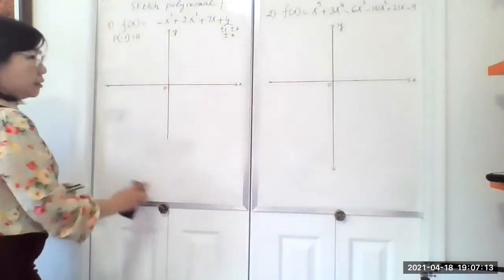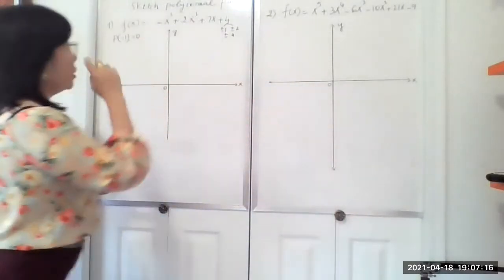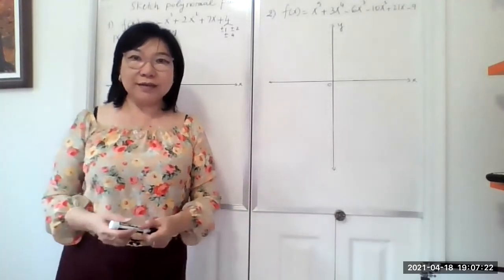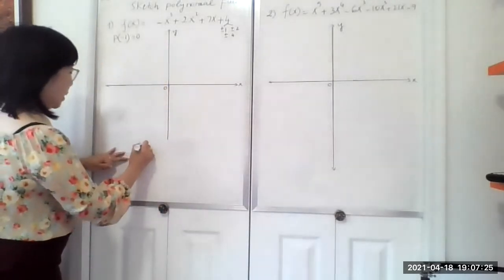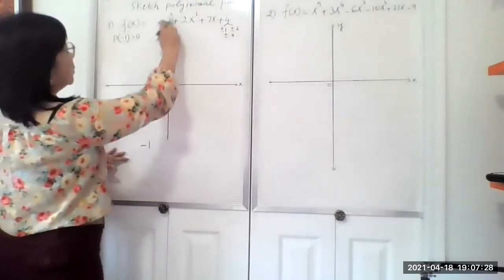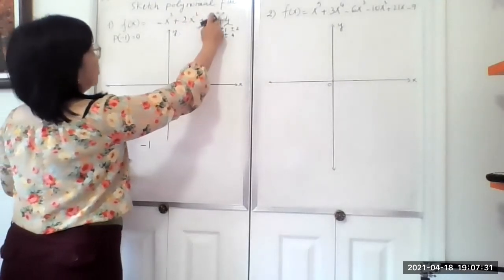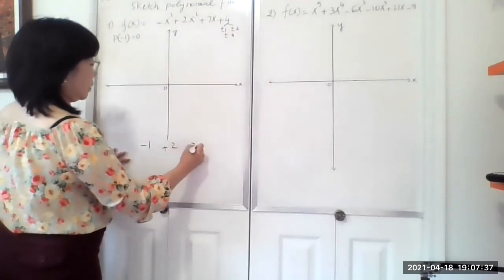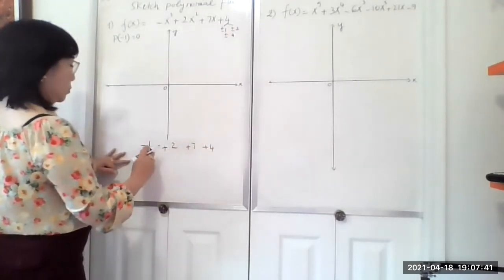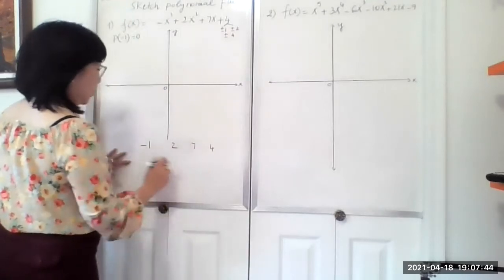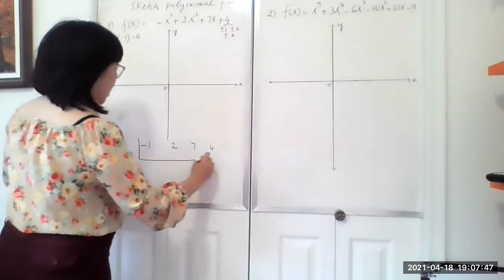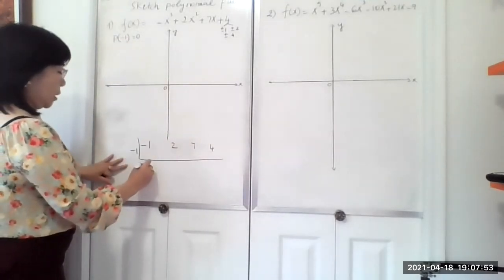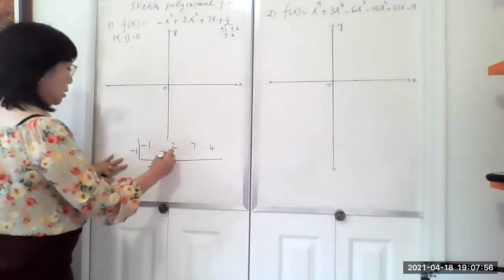I'm going to use synthetic division. We can use long division as well, but why bother? Why don't we try the shorter, easier one, right? So I'm going to put here minus 1, plus 2. Let's check the descending order first: power 3, power 2, power 1. There's nothing wrong with that, so that's okay. Plus 2, plus 7, and plus 4. We know that minus 1 works, so let's put x equals minus 1. Minus 1, bring it down. Minus 1 times minus 1 is positive 1.